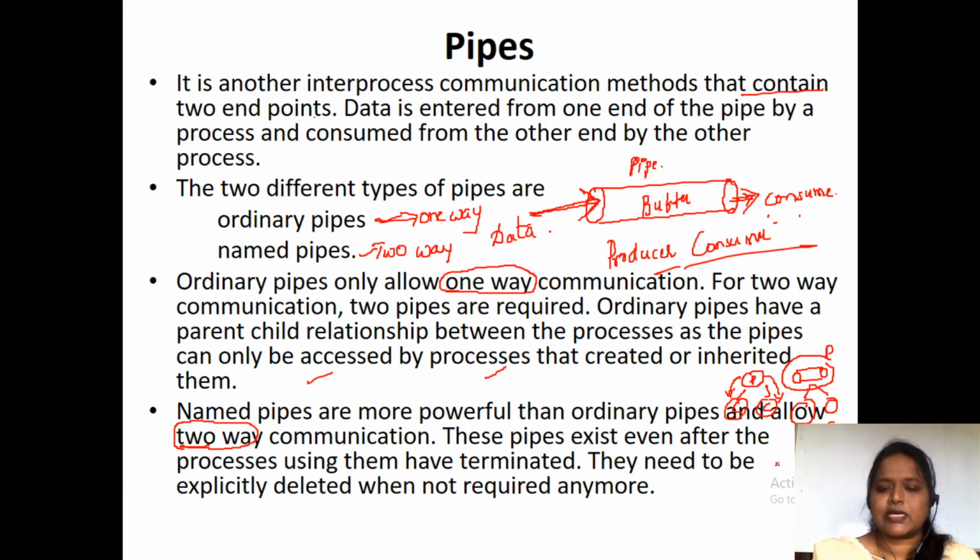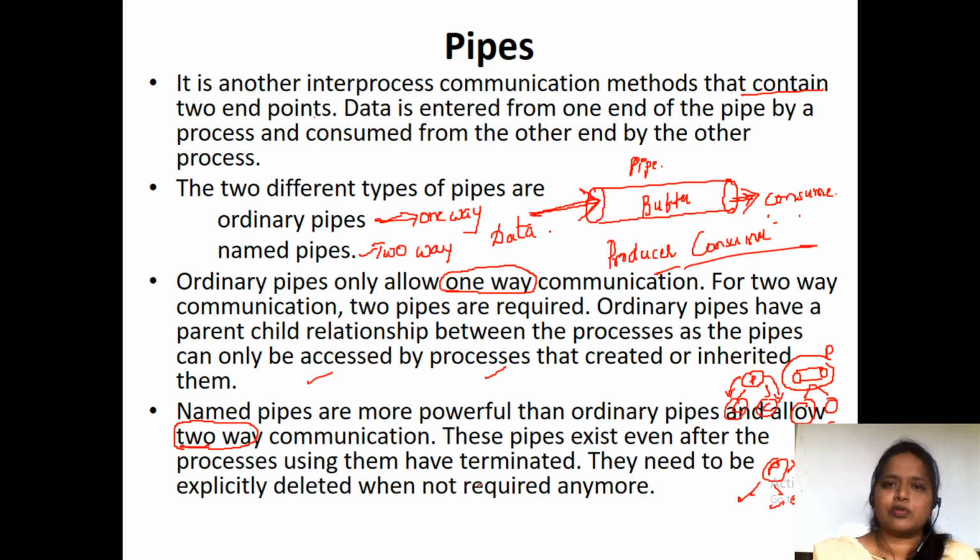If a process has used these pipes and the process terminated, these pipes still exist. Till when will they exist? Unless we specifically delete them, these pipes will exist. So this is the difference between the ordinary pipes and the named pipes.